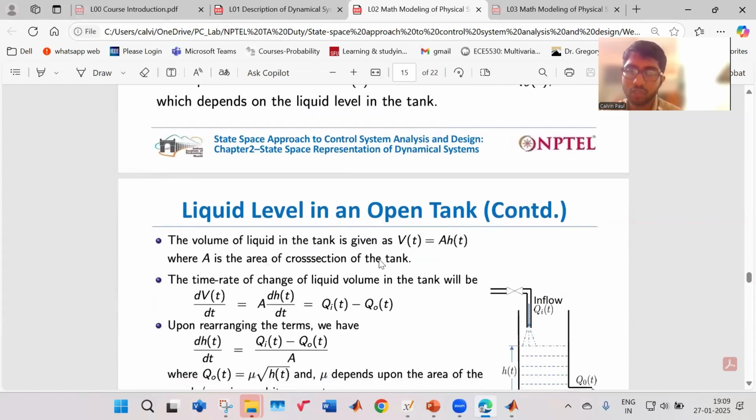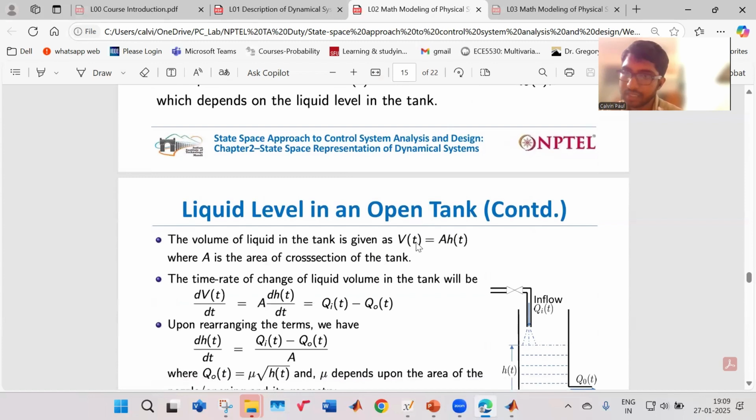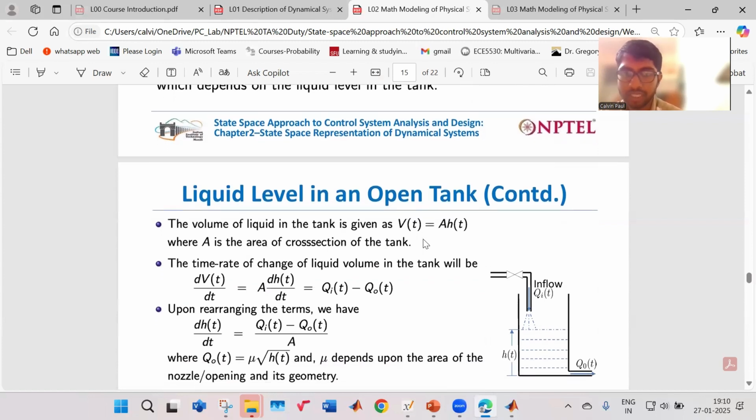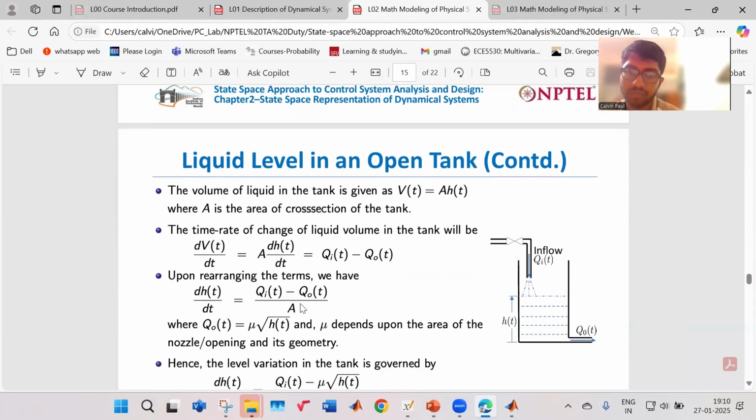All right. So the volume of the liquid in this tank is given by this expression: V of t is A into H of t. You can see in this tank the area is fixed, the cross-sectional area is fixed. So the volume is the product of area into the height. And how the volume will change is given by this expression.